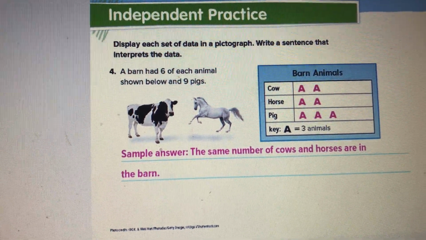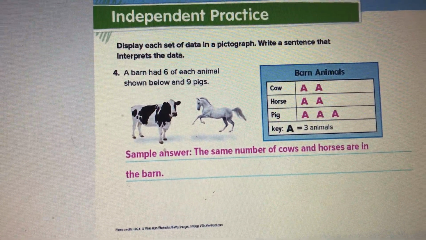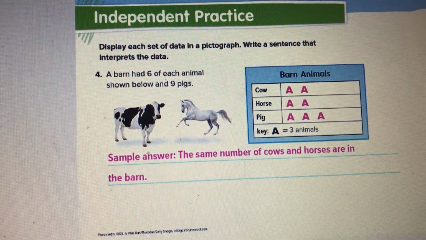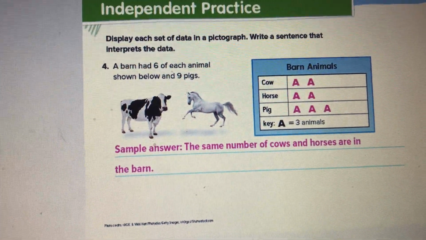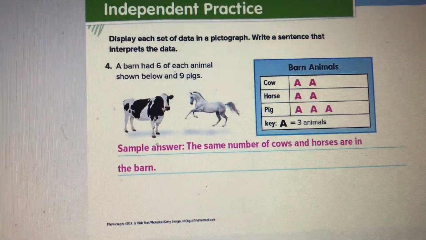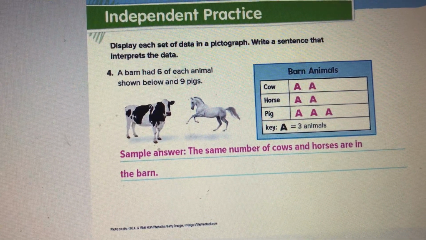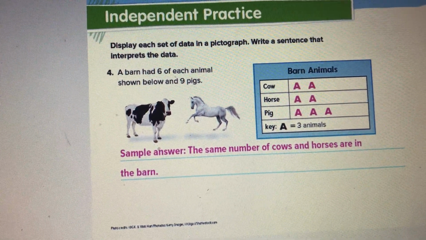And a sentence that interprets the data, well, the same number of cows and horses are in the barn. That's a pretty easy one. You could have also said there are how many animals in the barn. When you add up all those, what do you get? Okay.